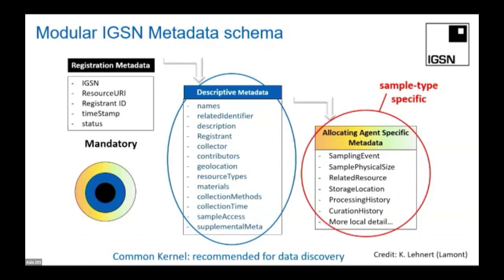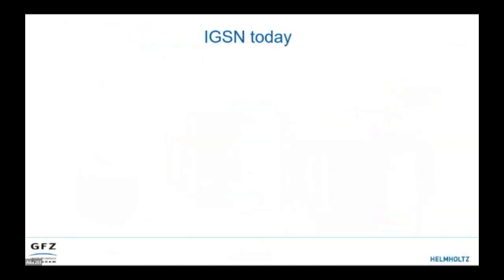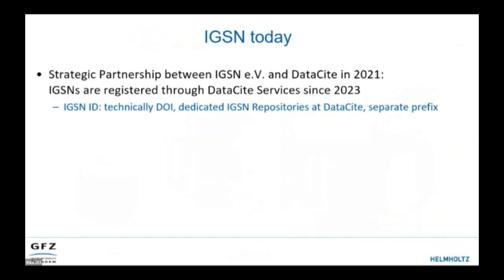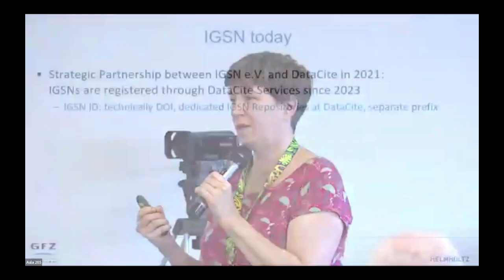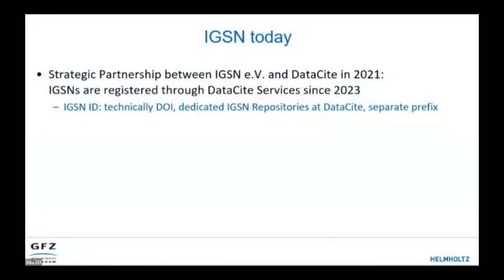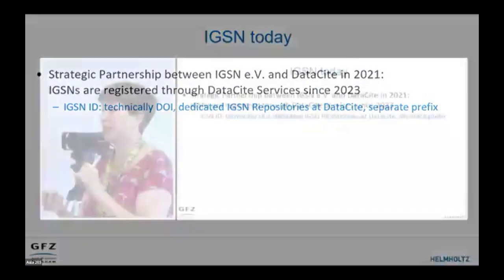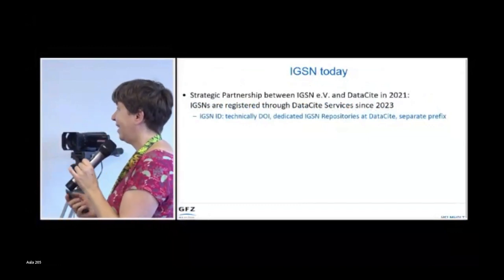If you look today, you won't find the registration metadata anymore, because in 2021, there was a strategic partnership between IGSN e.V. and DataCite, which mainly had the effect that IGSNs today are registered through DataCite services since 2023. So they're called IGSN-IDs, they are technical DOIs, and they should be published through dedicated IGSN repositories within the DataCite system, with a separate prefix to allow for easier analysis to bring everything together.